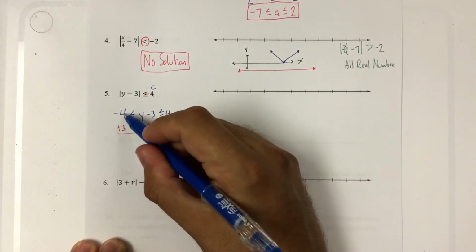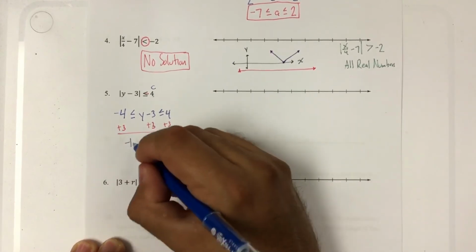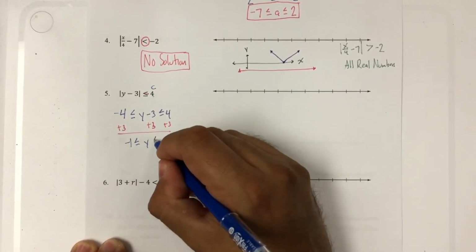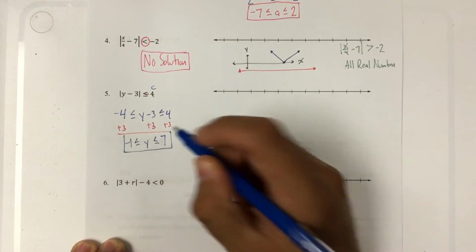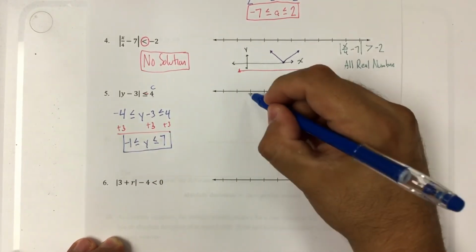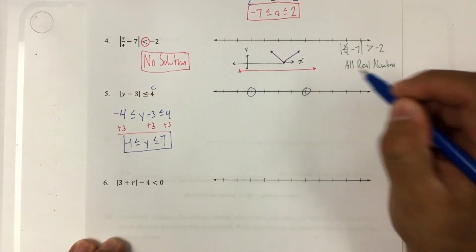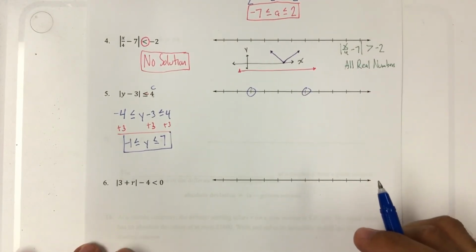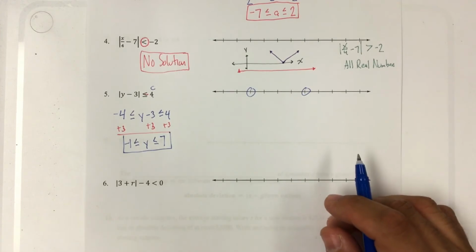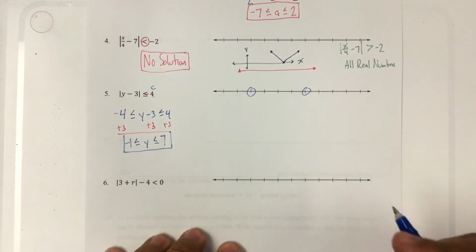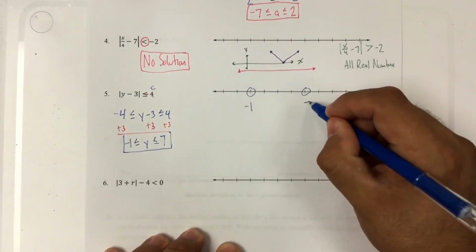Yeah. So -4 plus 3 is -1, less than or equal to y, less than or equal to 4 plus 3 is 7. And we're done. Draw my graph. So once y is from the variables alone, we can put it on the line. Yes, once the variable is isolated, it's solved, and you can graph. -1 comes first, 7 comes second.